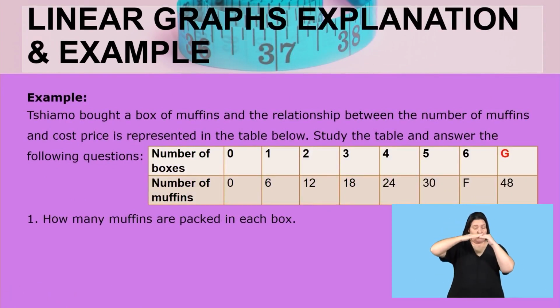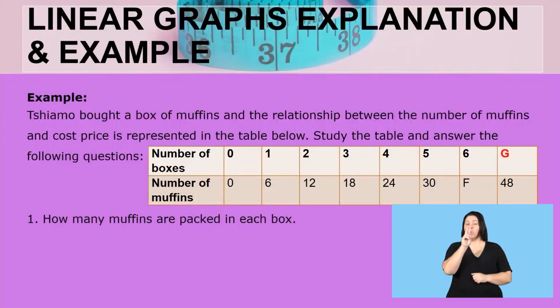Let us have a look at the first question. Tsiamo bought a box of muffins, and the relationship between the number of boxes and the number of muffins is represented in the table below. Study the table and answer the following questions. So make sure that you go through the table and look at the relationship. According to this table, for 0 boxes, there are 0 muffins. In 1 box, there are 6 muffins. In 2 boxes, there are 12 muffins. In 3 boxes, there are 18 muffins. I hope you are able to establish the pattern to tell what is happening there.